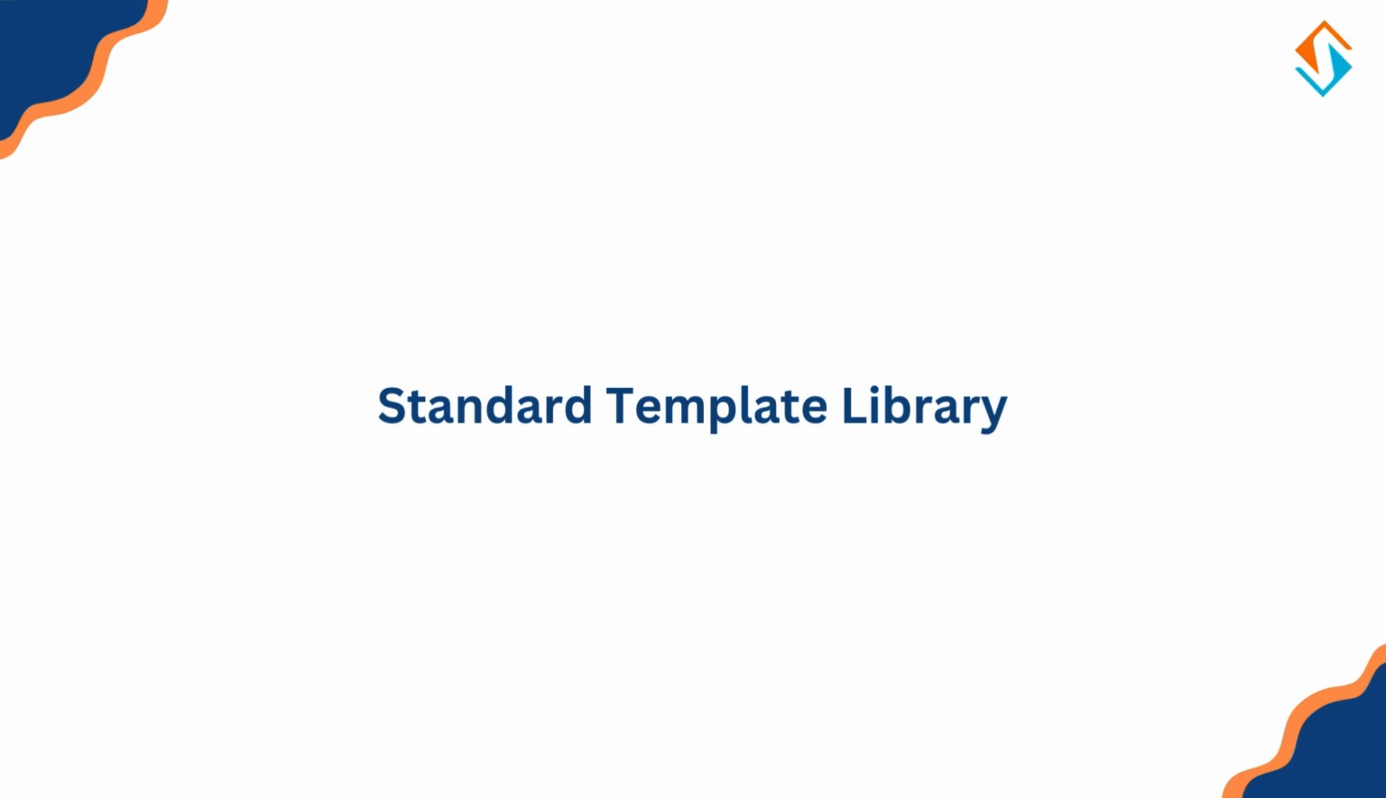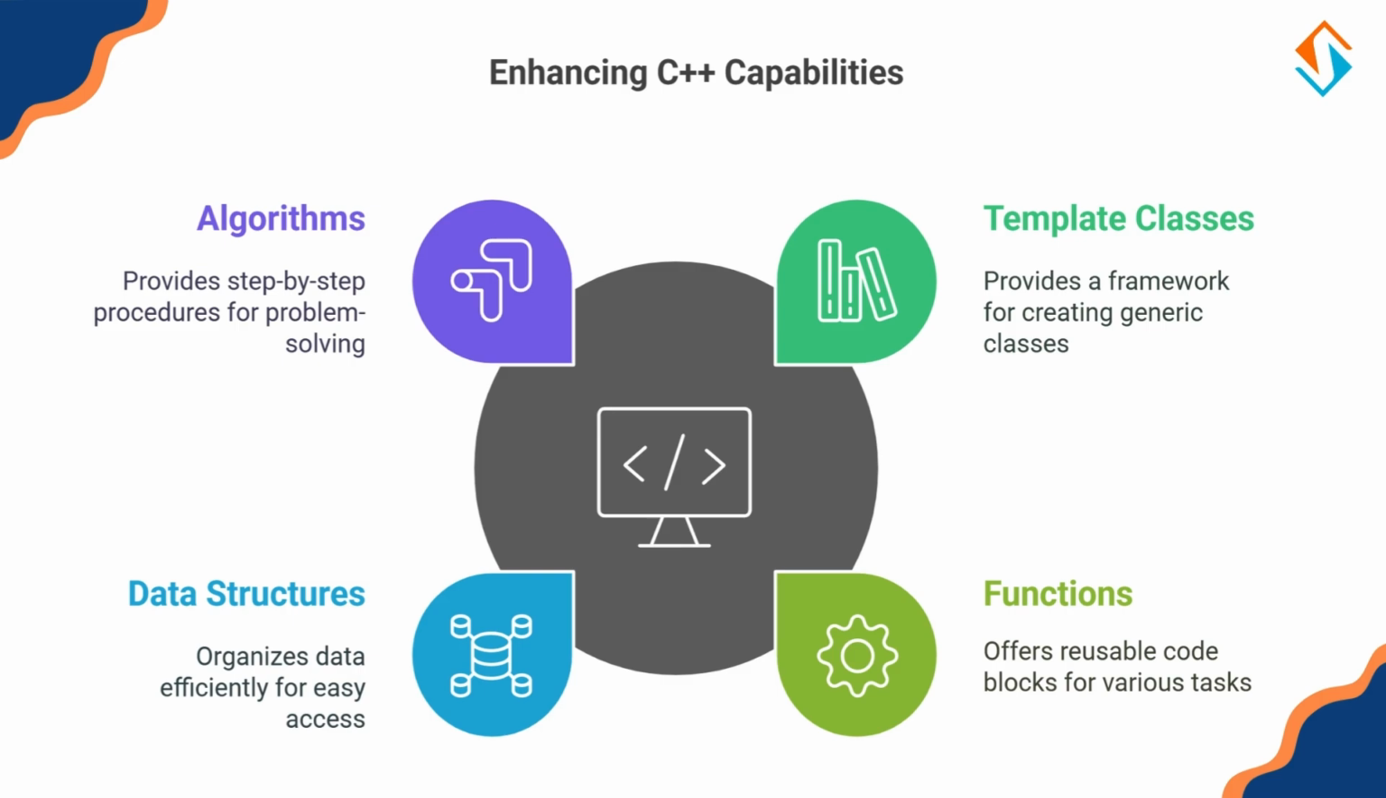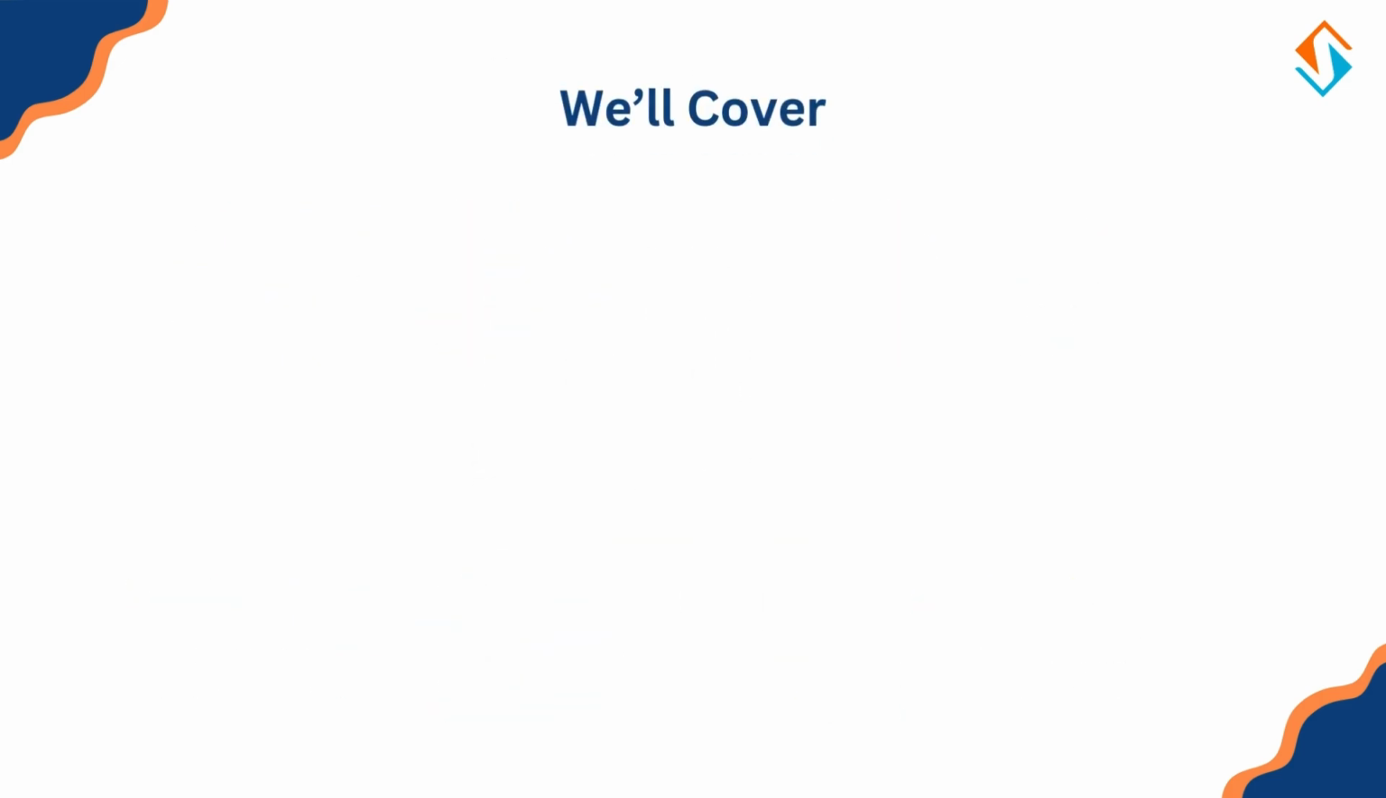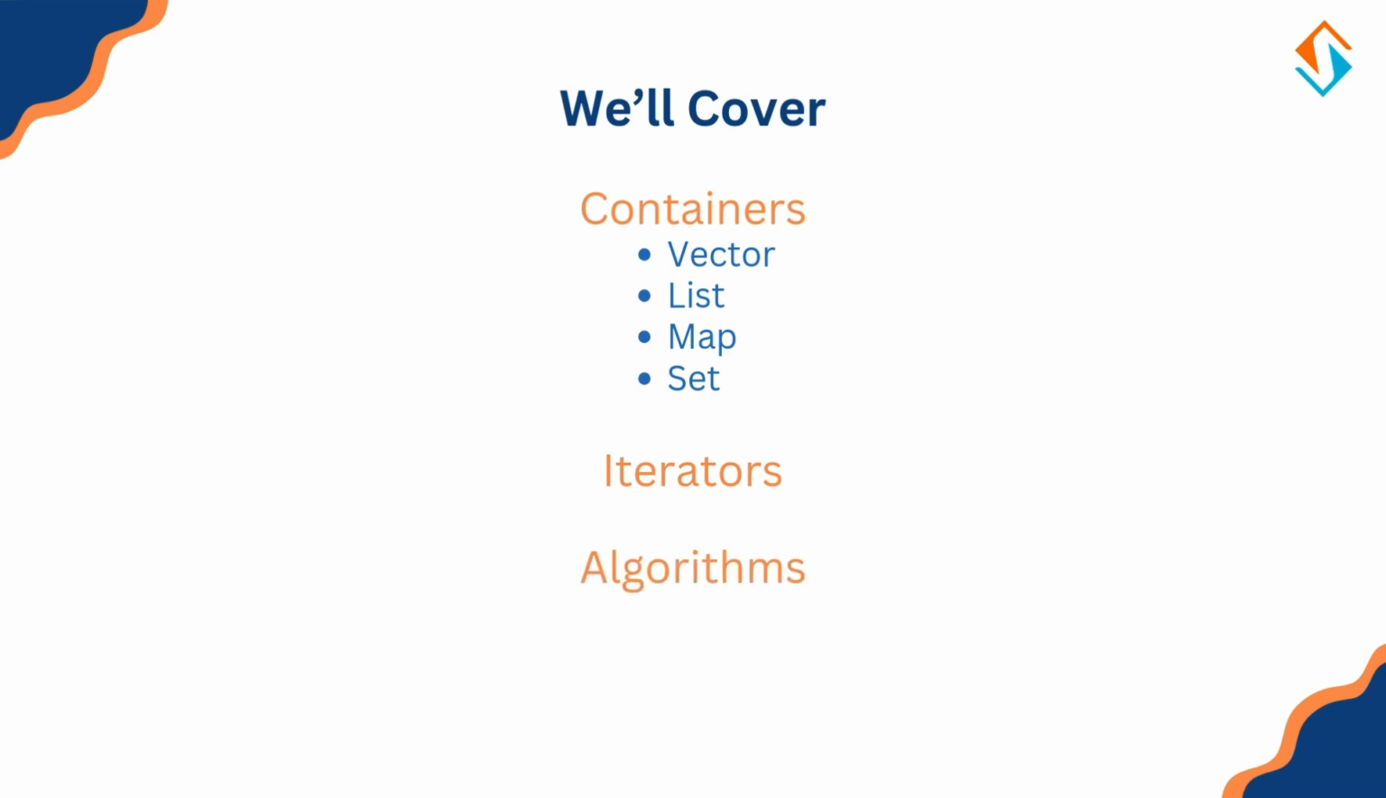And today we're going to talk about a superpower in C++, the Standard Template Library, or STL. If you've ever wanted to write programs faster, cleaner, and more efficiently, STL is your best friend. It's like a giant toolbox filled with ready-made tools you can use right away. Here's what we'll cover in this video. First, containers like vector, list, map, and set. Second, iterators and how to loop through containers. Third, powerful algorithms like sorting and searching. By the end of this video, you'll be able to use STL like a pro. Let's dive in.